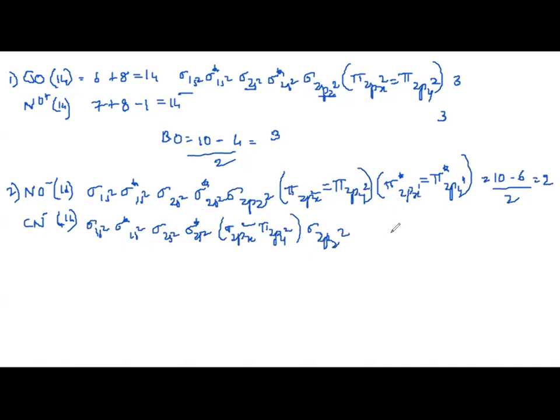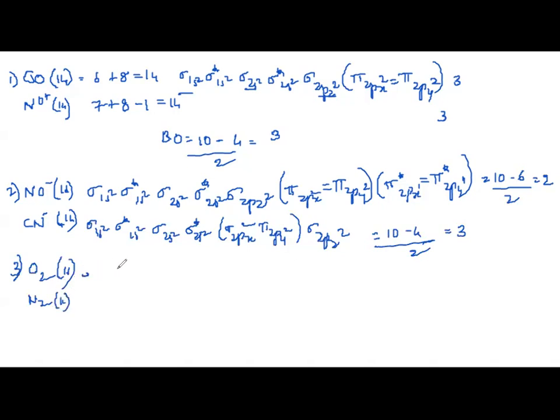Yes, so bond order: 2, 4, 6, 8, 10 minus 4 by 2. So it is 6 by 2, equal to 3. So bond order is not the same. Third option, O2 and N2, both will differ. Both will have different bond order, right? Oxygen is 16, N2, nitrogen is 14.